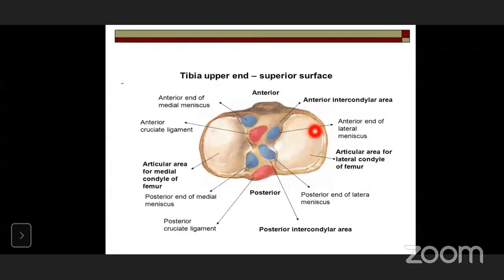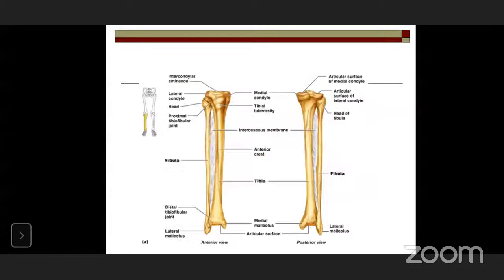The lateral meniscus is circular, while the medial one is semilunar. Because of that, the attachments vary. These are the things to know, and a neat labeled diagram will give a clear-cut picture of your knowledge.